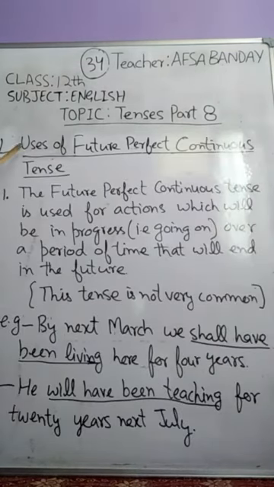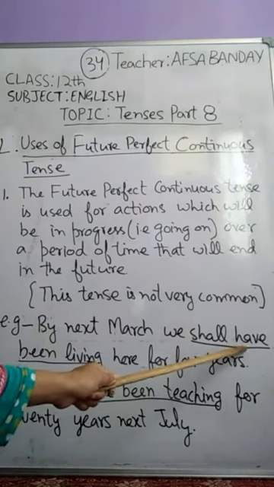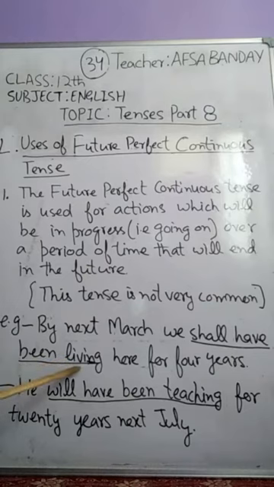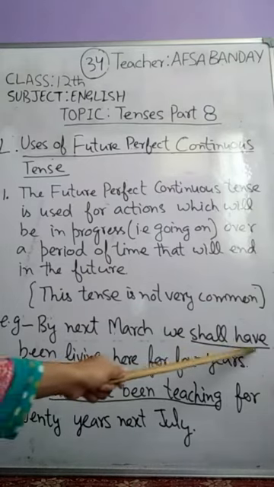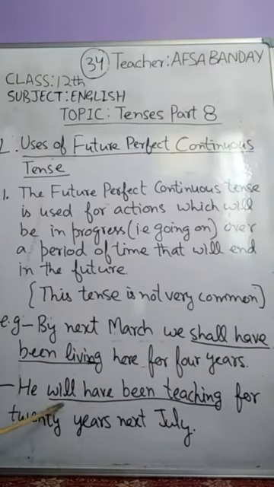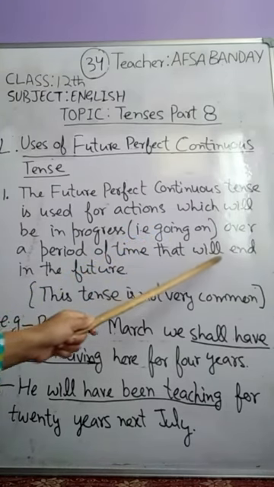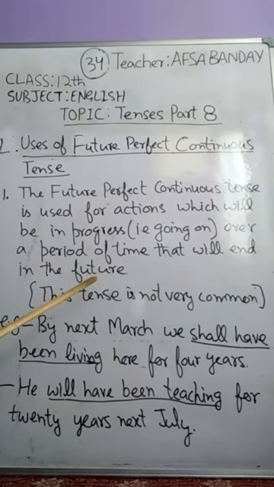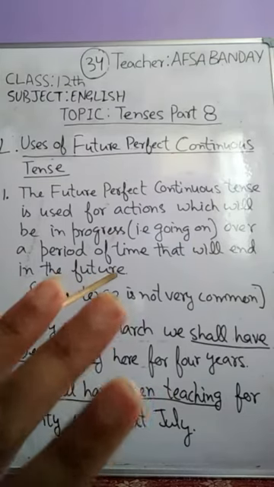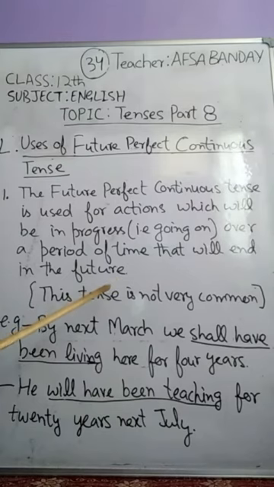And now the last form of future tense, that is future perfect continuous tense. As you know, in future perfect continuous tense we use shall or will, and then we use have, and been as a helping verb, and also we use the present participle or ing form of the verb. As you can see here, we have used shall have been living, and here we have used will have been teaching. So its use is that the future perfect continuous tense is used for actions which will be in progress, that means going on, over a period of time that will end in the future. So some action that started in the past or present will be going on up to a certain time in the future, and then it will end. For that we use future perfect continuous.